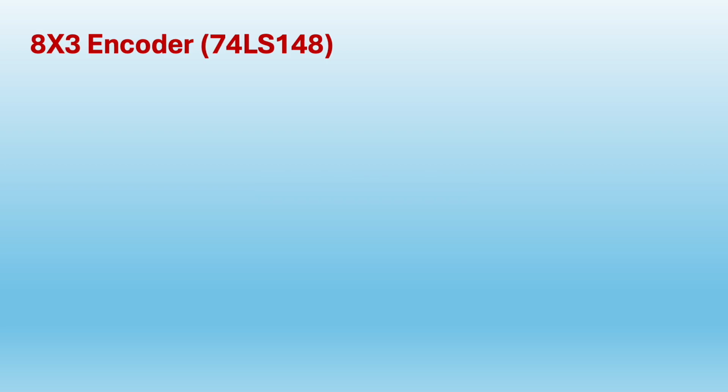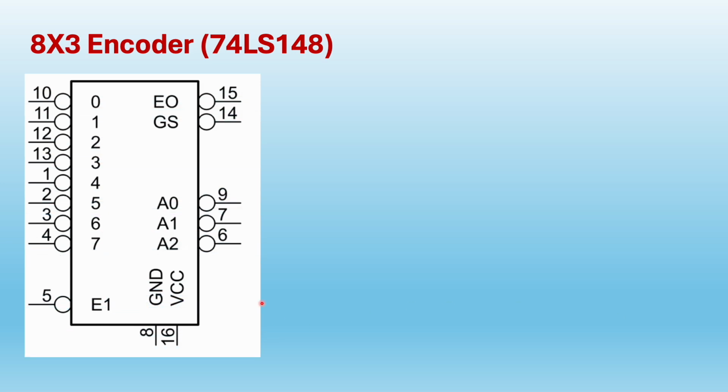The IC used for this experiment is 74LS148, and this gives the pin details or pin diagram of this IC. These are the 8 inputs and these are the 3 outputs. Being 8x3 encoder, it will have 8 inputs and 3 outputs. It's a 16 pin IC, so pin number 8 is ground, pin number 16 is power supply. This is the enable pin of the IC, which is active low. So when this pin goes low, only then this IC works. Two additional outputs are given here, EO and GS.